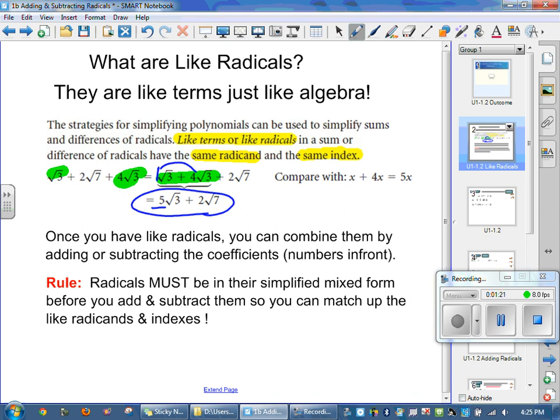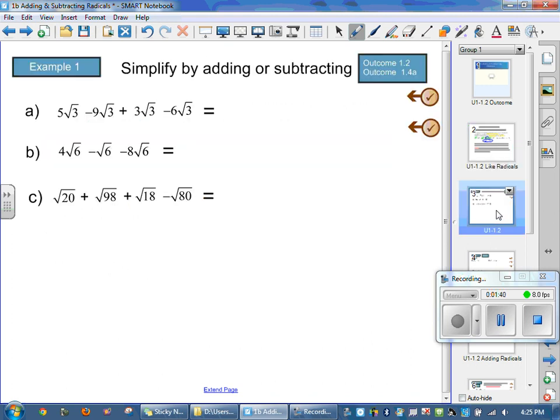Before we combine them, we must first take a look. We cannot combine them unless they're in their simplest form, which means we cannot add and subtract entire radicals. They must be put into simplest form as a mixed radical. Then we can add and subtract. Let's take a look at a couple examples.